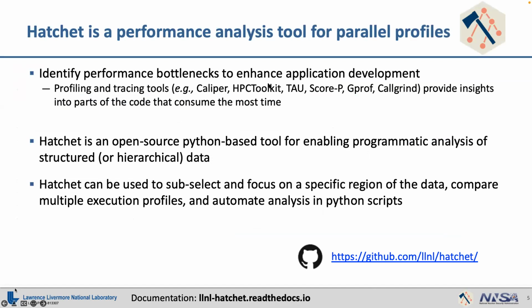So what is Hatchet? Hatchet is an open source tool to automate analyses of parallel profiles. Using Hatchet, you can use Python to programmatically write scripts and identify bottlenecks in your codes by leveraging the performance data that we're collecting from our different profiling and tracing tools, like Caliper or HPC Toolkit or Tau. By having all of this performance data and being able to use Hatchet, we can gain some insight and learn where our code is spending its time. We can use Hatchet to subselect a region of the parallel profile, and then you can filter and focus on a particular region. We can compare across multiple execution profiles, and we can, again, use Python to write scripts and automate this analysis in notebooks or just in a Python script.